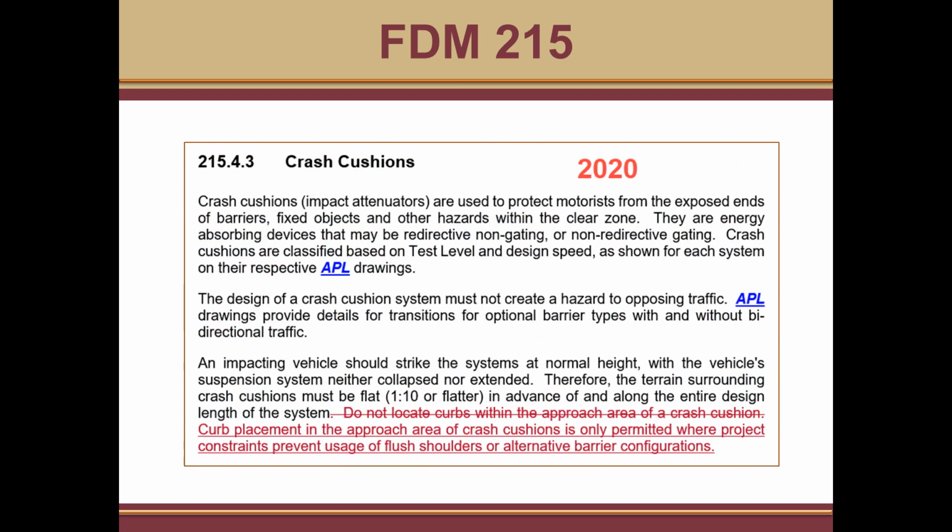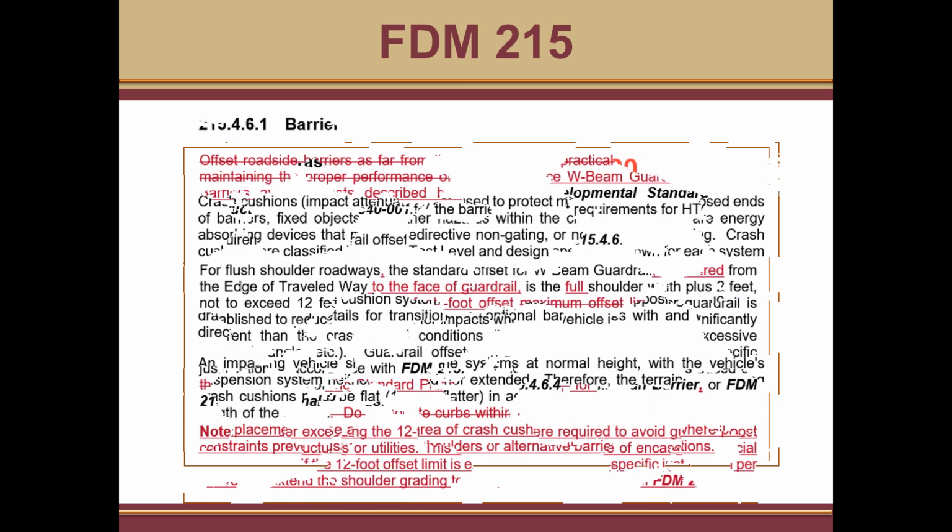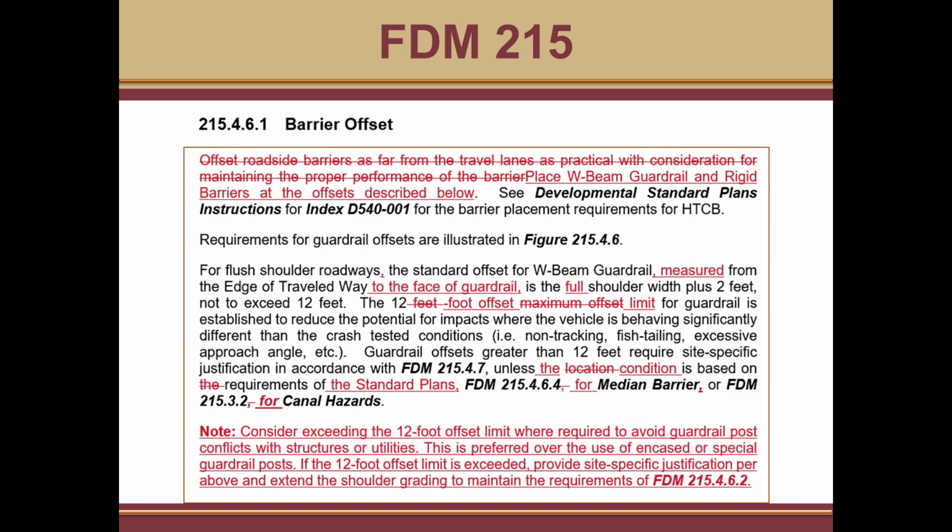Therefore, the policy has been relaxed to allow crash cushions to be used in combination with curb within constrained conditions. The next change we'll cover is a modification to the barrier offset policy for W-beam guardrail. For consistency of installation and to ensure that installations of W-beam guardrail perform as intended, the department adopted offset criteria which places the face of guardrail 2 feet beyond the full shoulder width, not to exceed 12 feet.